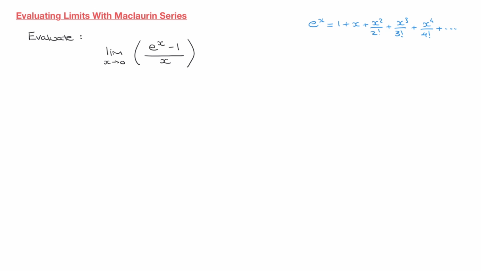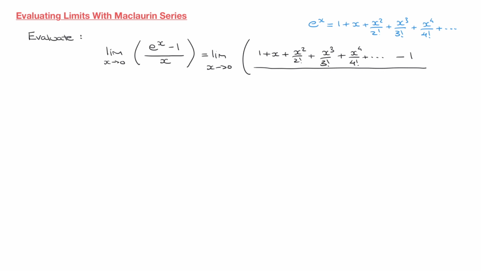And now, since we're after the limit as x tends towards 0, we can replace this e to the x by the Maclaurin series we have here. And we can go ahead and state that this limit is equal to the limit as x tends towards 0 of e to the x, so that's this entire Maclaurin series. So let me quickly copy that. That's 1 plus x plus x squared over factorial 2 plus x cubed over factorial 3, and so on and so forth. And of course we still have our minus 1 on the numerator here, so I mustn't forget to write that, minus 1, and all of that is divided by x.